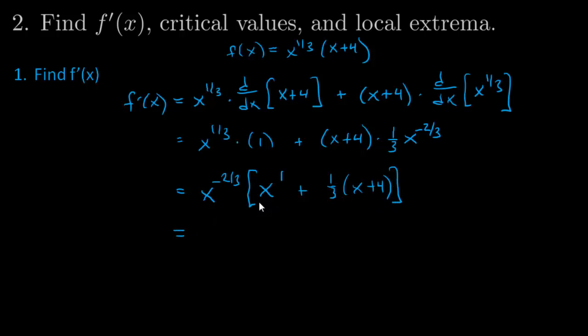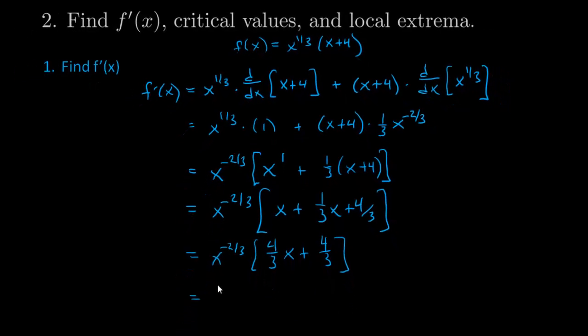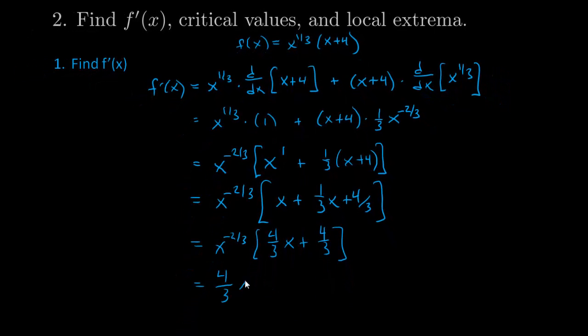Alright, we'll keep going with simplifying. This is going to be x to the -2/3, and this is going to be x plus 1/3 x plus 4/3. And just keep cleaning it up a little bit. We're going to get x to the -2/3, and then this is x plus 1/3 x, which is 4/3 x, plus 4/3. And if you factor out 4/3, because that's what they both have in common, we have this.